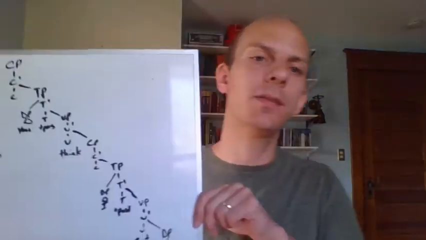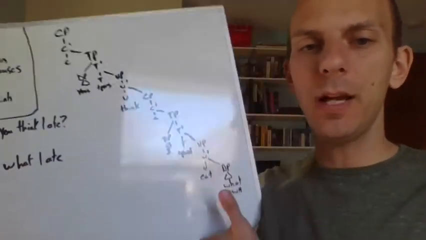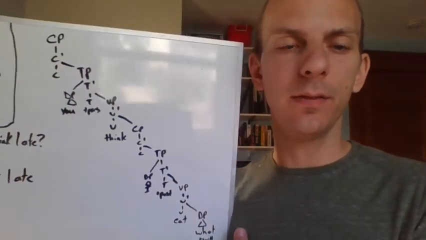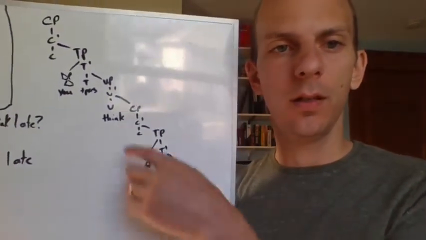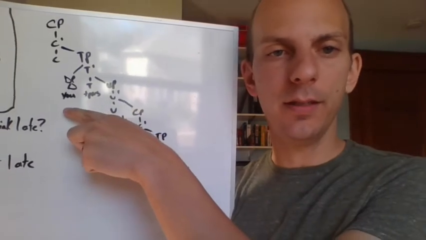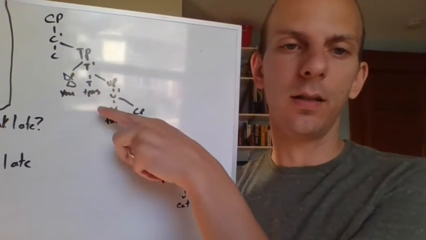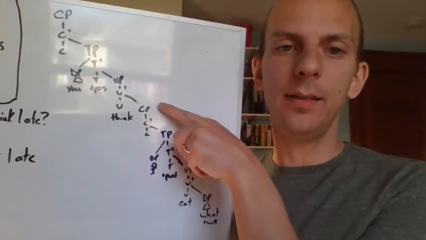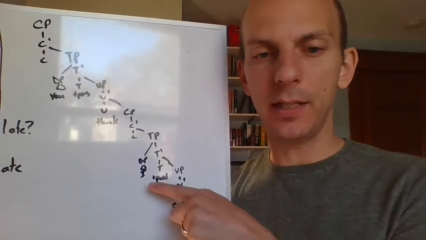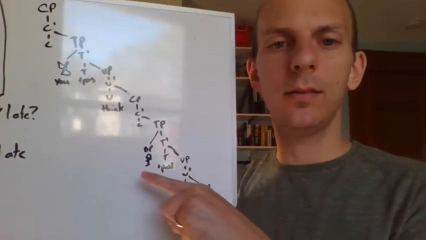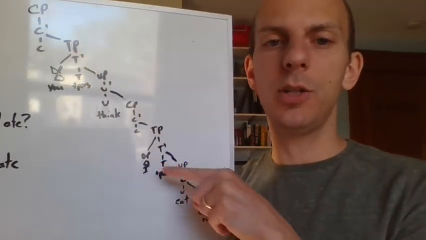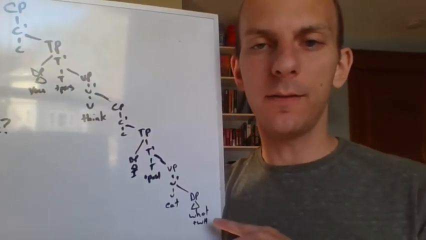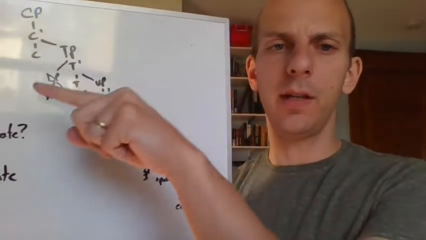So we're going to jump right into this. So here's our deep structure for this sentence. You have this you think in the higher clause with a present tense. Think takes a CP complement, and the CP complement here is I eat what? I eat what, with I in the subject position, past tense, eat as the verb, and what as the verbal complement.